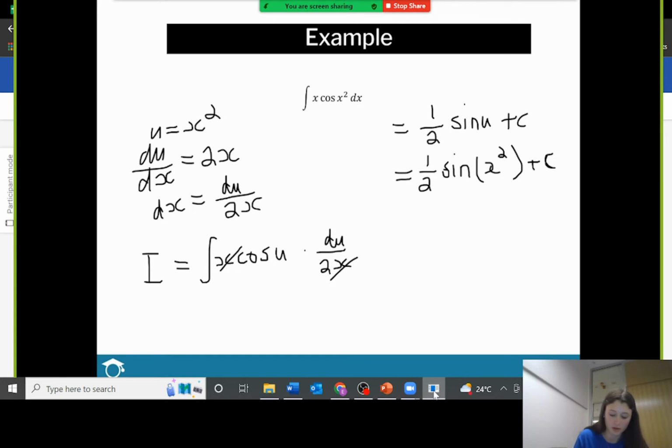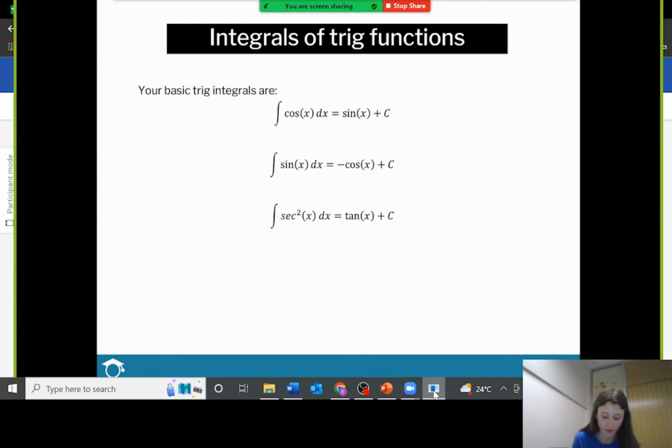Okay, brilliant. So our next step is integrals of trig functions. These are our basic trig integrals.